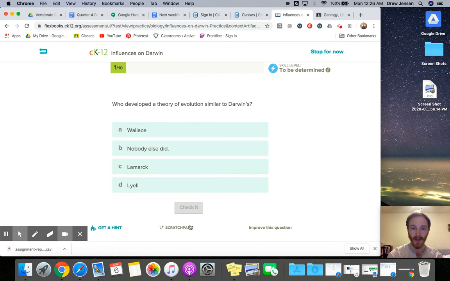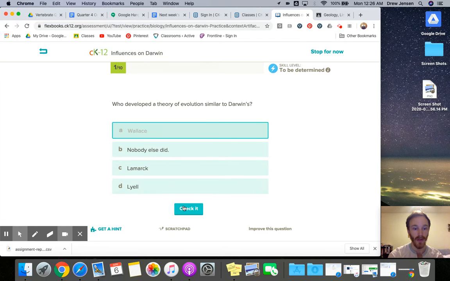So we're going to do the next one. Who developed a theory of evolution similar to Darwin's? Let's see. We got a few other people on here. I know they talked about all 3 of these. Let's say Wallace, I believe, is the correct answer here. As you can see down here, they have get a hint. They have a scratch pad if you need to write out some things to think about it. If you have ideas to improve the question, you can do that. Any of those are good, but let's see if we get this right.